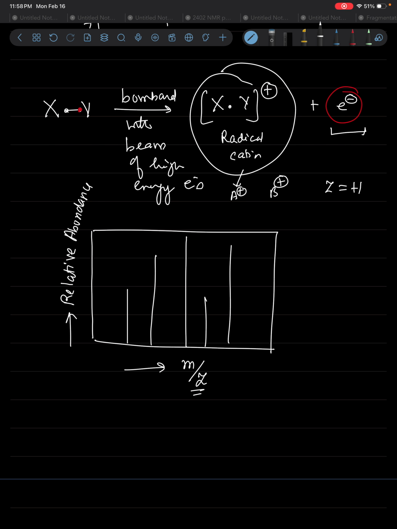This is just a hypothetical example. The tallest peak is called the base peak, and we assign it as if its relative abundance is 100%. Hypothetically, we define that the tallest one is 100%, and relative to that we define the abundance of other cations, right?